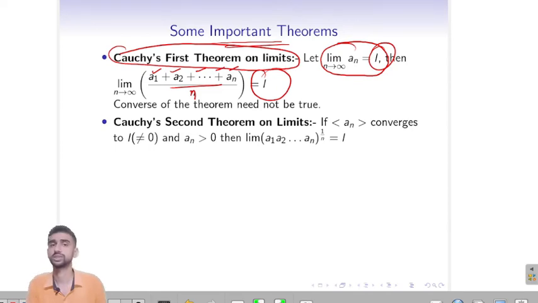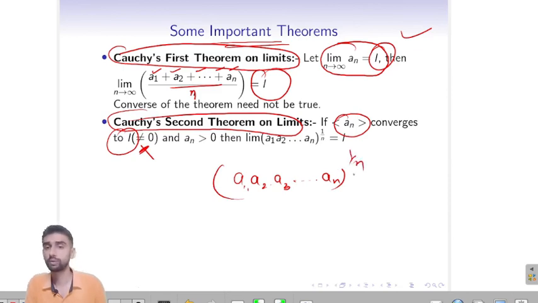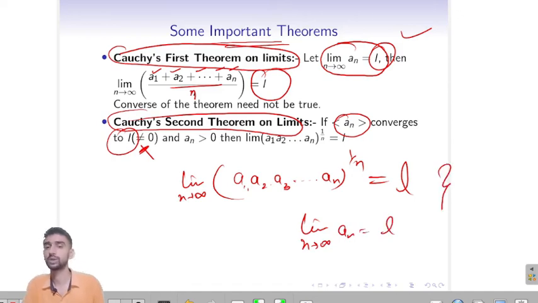Now if there is a first theorem, there is also a second theorem. In the second theorem on limits, if a_n converges to L, but the condition is L should not be equal to 0. In the first one L can be equal to 0, but in the second theorem L is not equal to 0. Then you just take the product of the members of the sequence, take the power 1 by n, then take the limit as n tends to infinity. This will also be equal to the same limit of the sequence, the limit of a_n as n tends to infinity, equal to L. But what is the condition here? L is not equal to 0. So these are the two Cauchy theorems which help us in solving many problems.